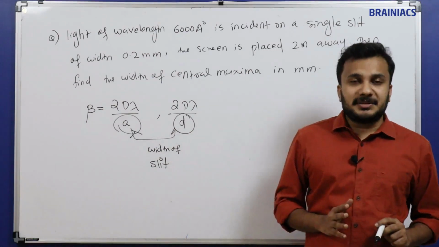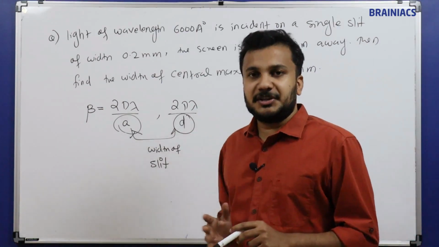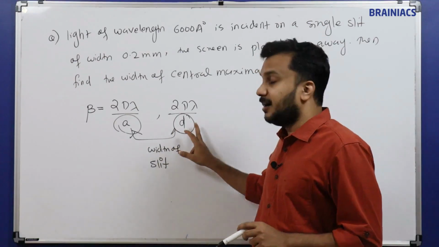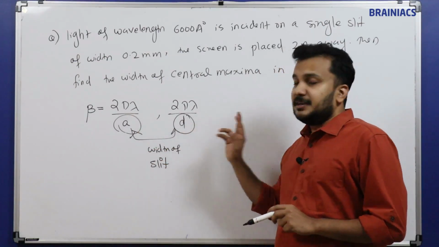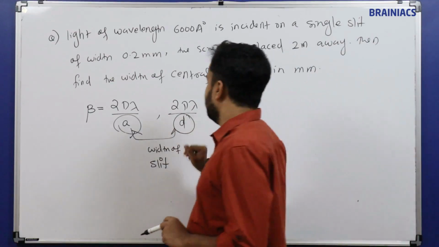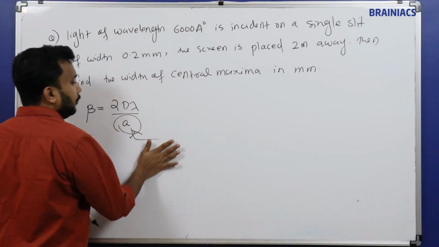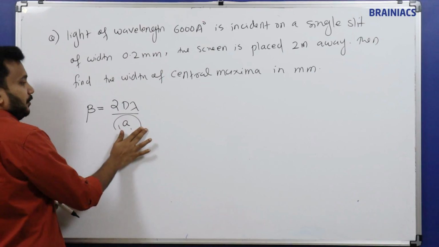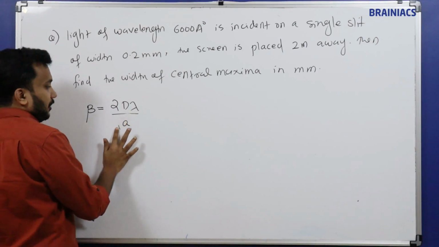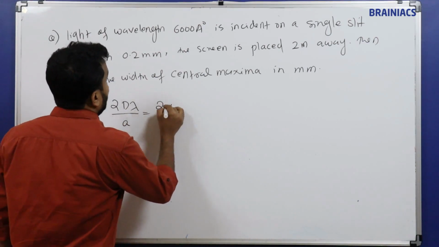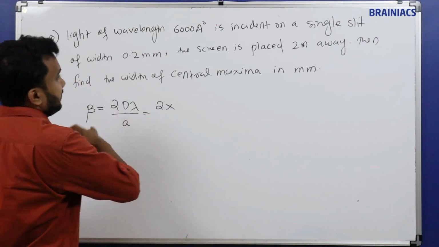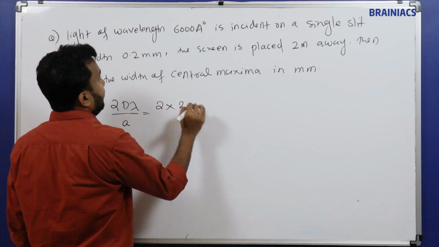Young's double slit experiment is a concept based on interference, where small d is the distance between the slits. So I'll go with A. Both are actually the same. I just want to tell you this point so you don't get confused if you've seen formulas like this elsewhere. No problem. 2 into capital D, the distance between the source and the slits, 2 meter.